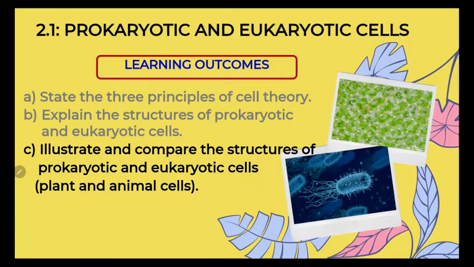Okay, learning outcomes for 2.1. A. State the 3 principles of cell theory. B. Explain the structures of prokaryotic and eukaryotic cells. So these 2 learning outcomes have been covered during lecture. So today we will focus on C. To illustrate and compare the structures of prokaryotic and eukaryotic cells, which are plant and animal cells.